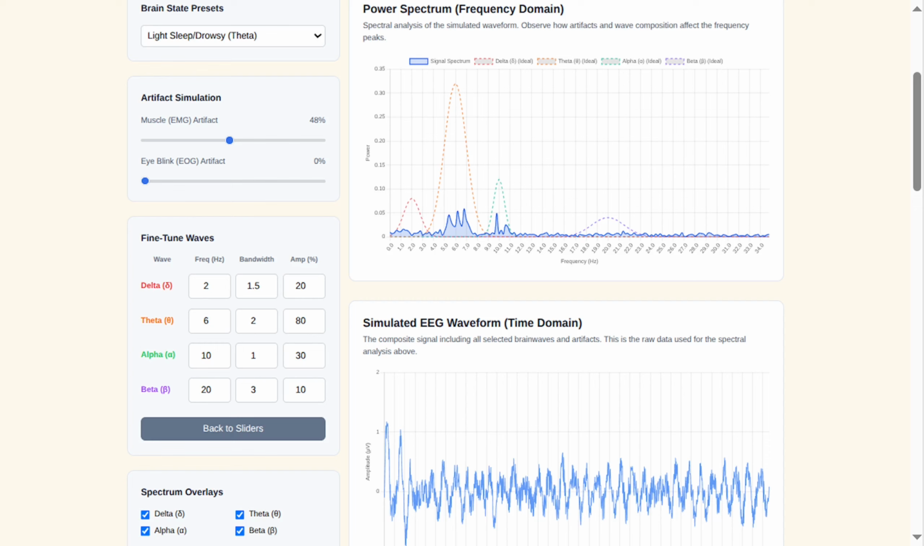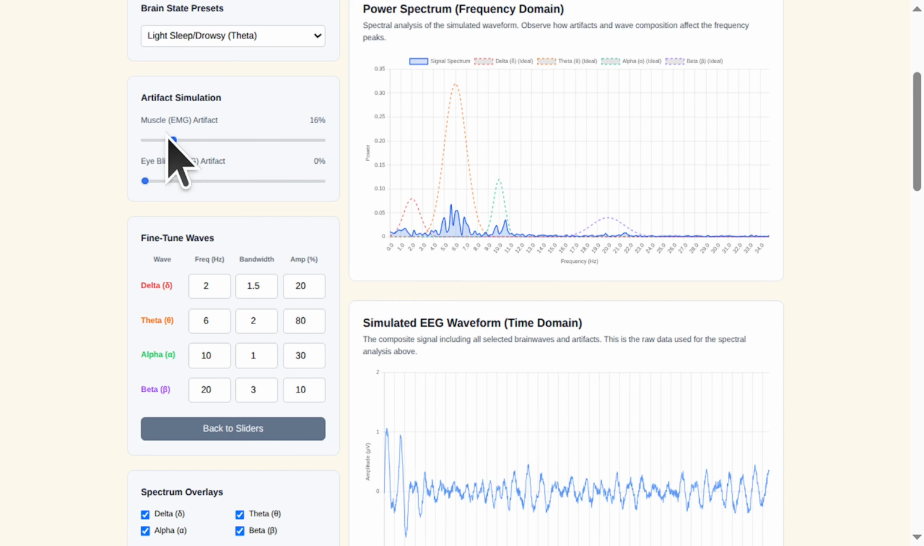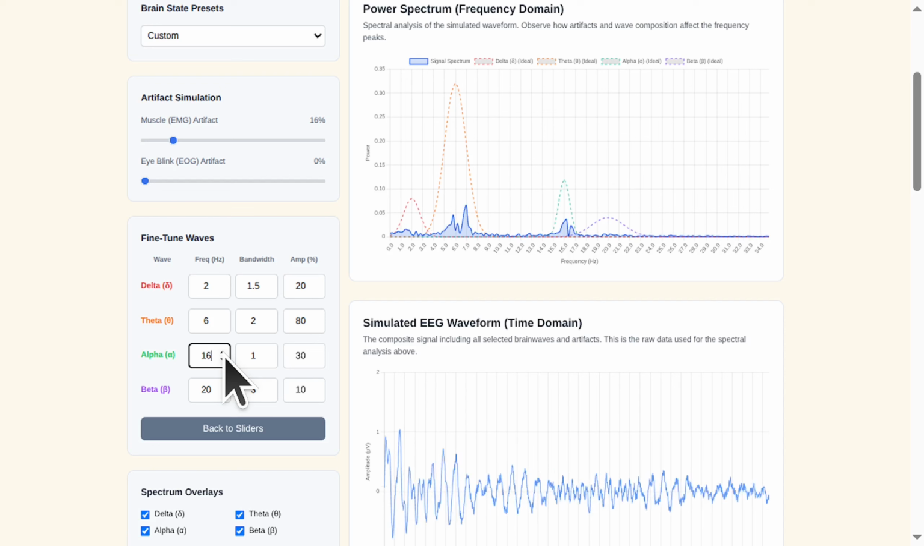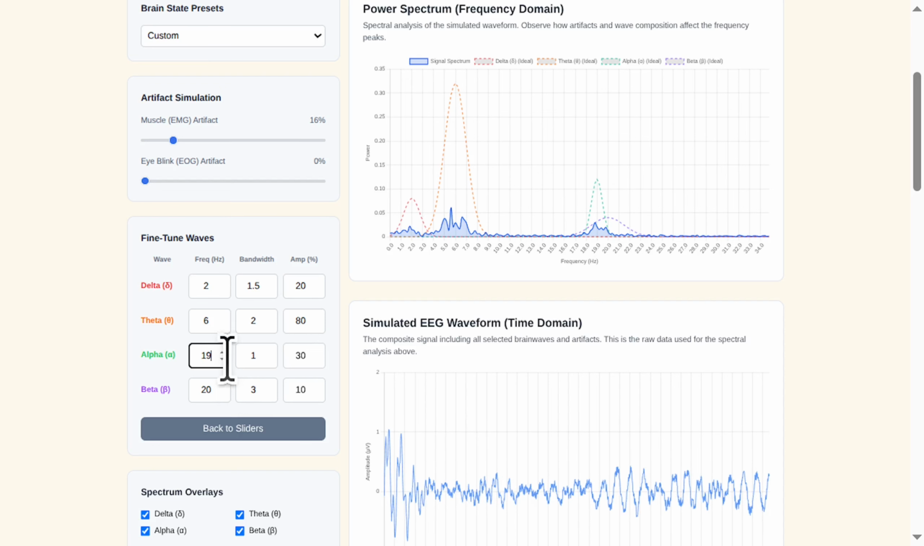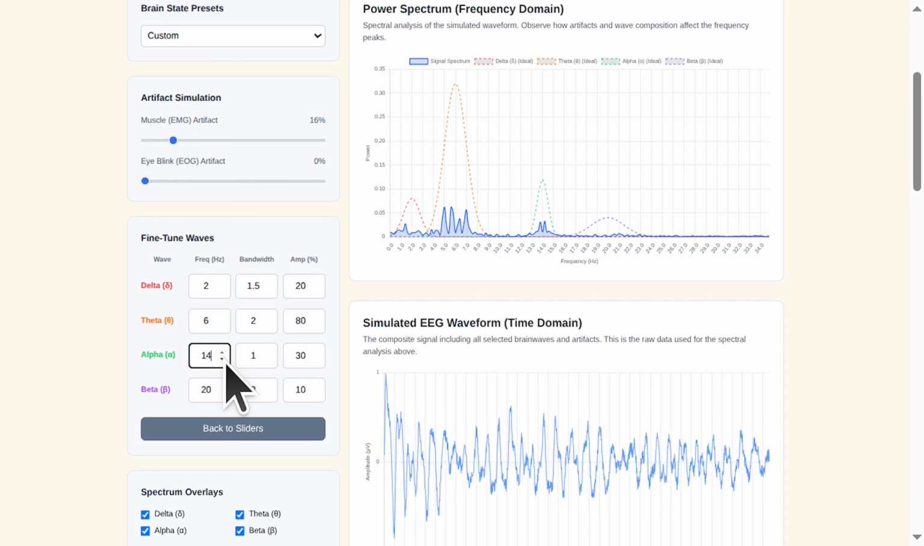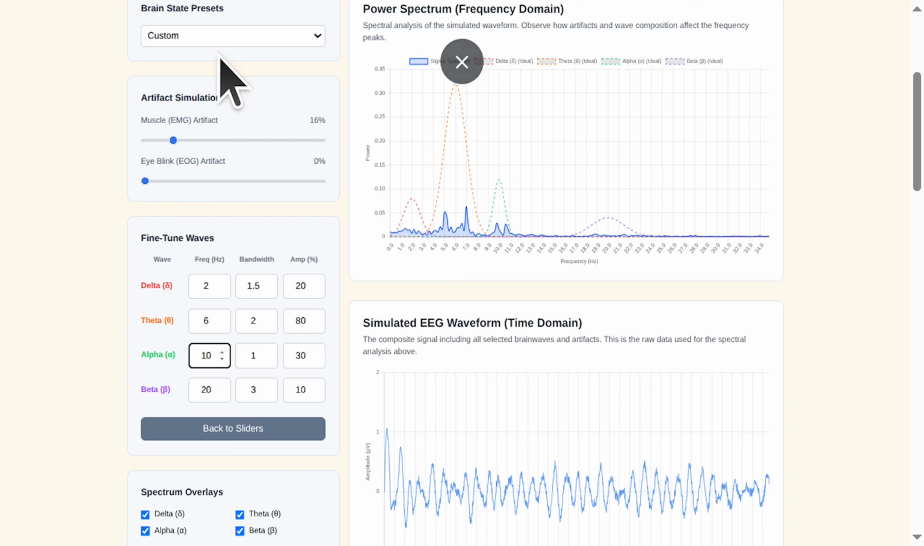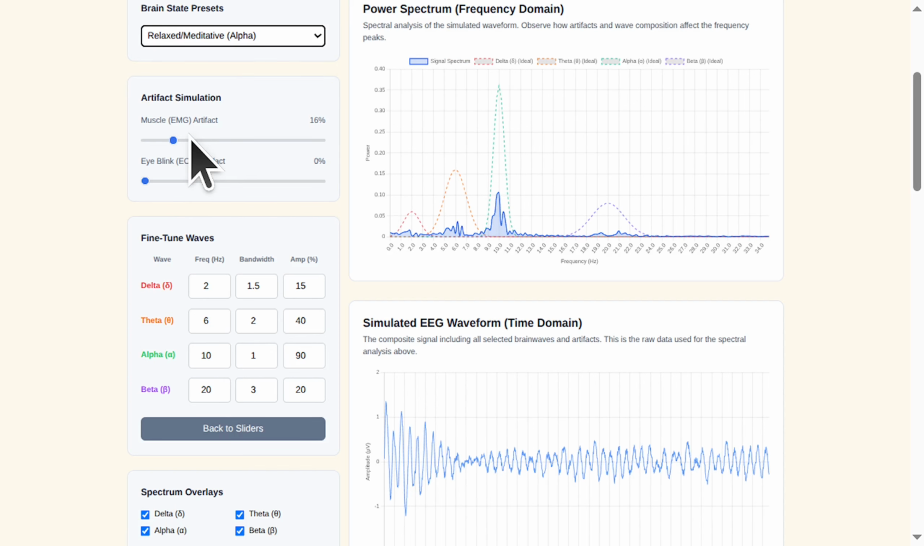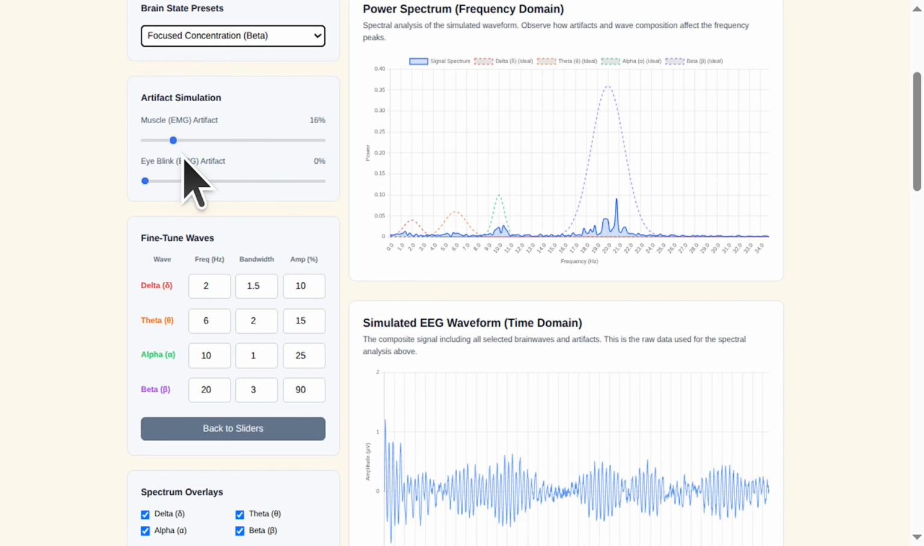This makes it incredibly valuable for learning and research. If you're developing an algorithm to detect alpha waves, you can use the simulator to generate a signal with a known alpha wave presence and test your algorithm's effectiveness. You have the ground truth because you built the signal yourself. In real EEG, finding that ground truth is often a huge challenge.